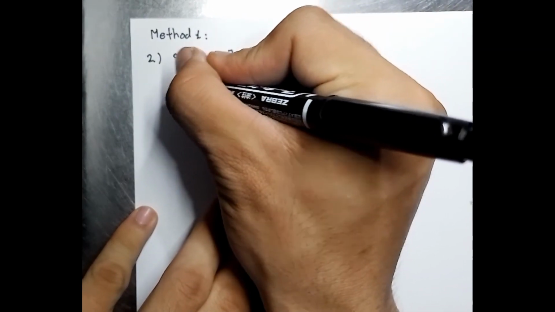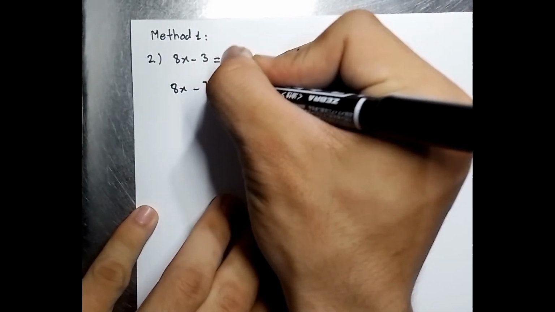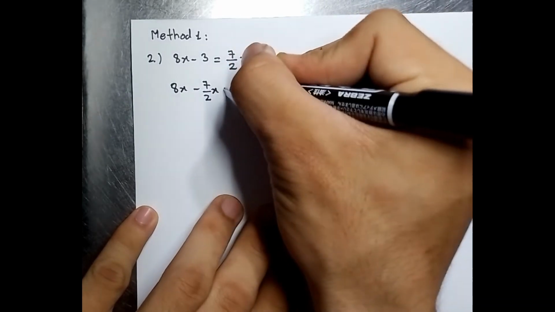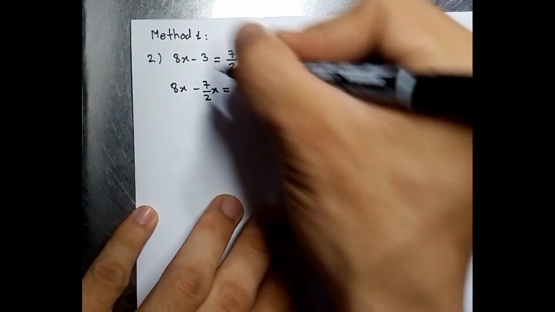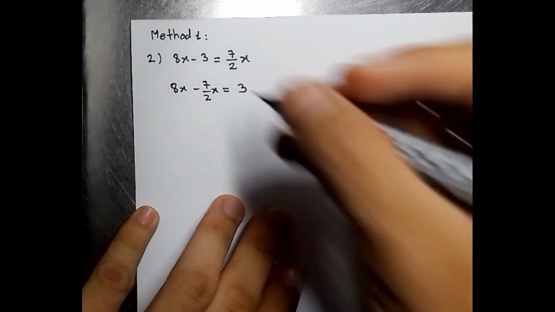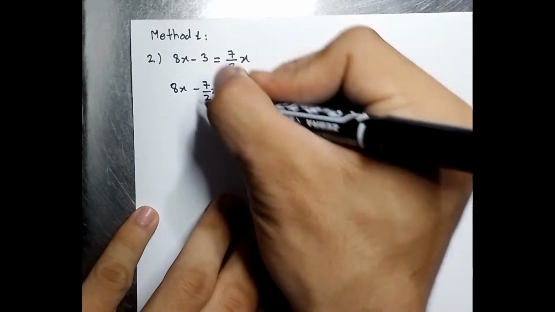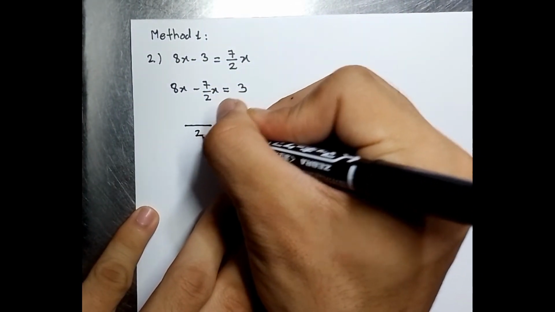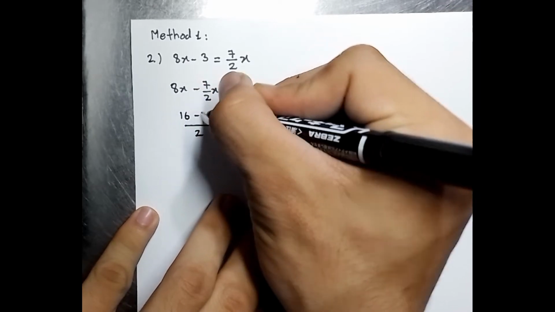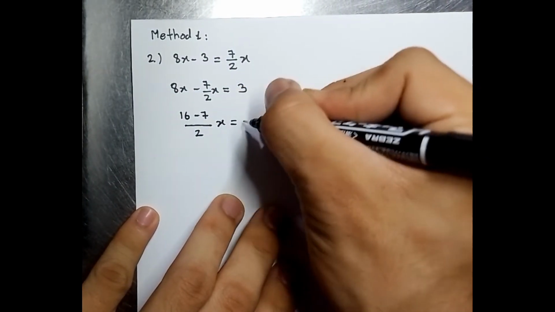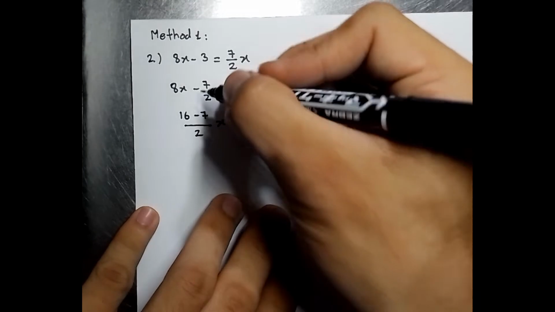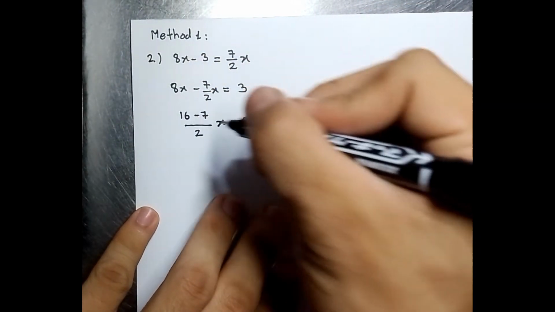So we have 8x minus 7 over 2x. Throw negative 3 to the right, and we get positive 3. Here is a subtraction of fractions. I hope you know how to do it. We get 16 minus 7, I put x as a factor, and it equals 3. I hope you know how to do it.